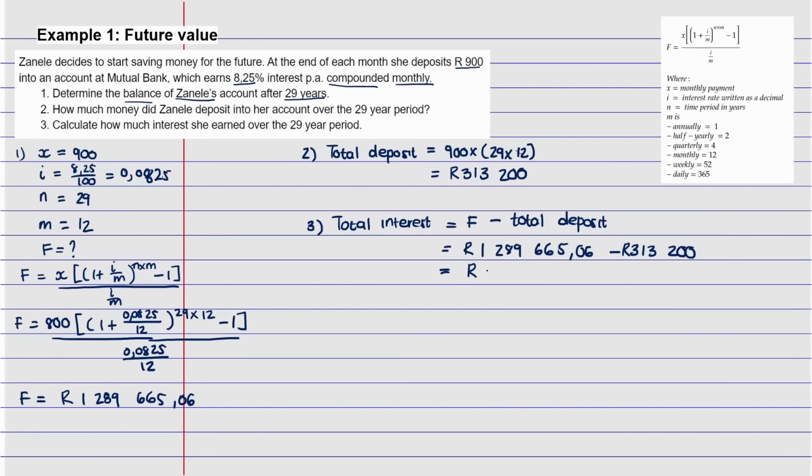This is the amount of interest that she made: 900,070. So this is the interest that she made after 29 years of depositing this amount. I hope that made sense.